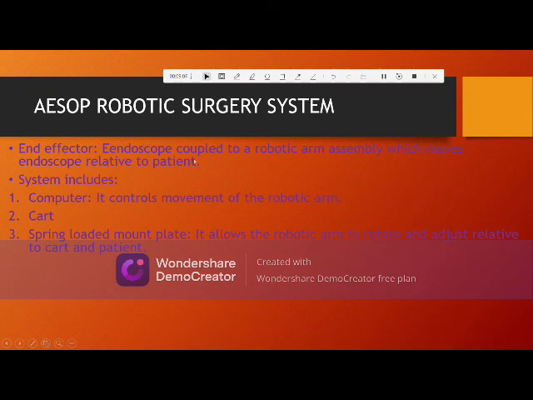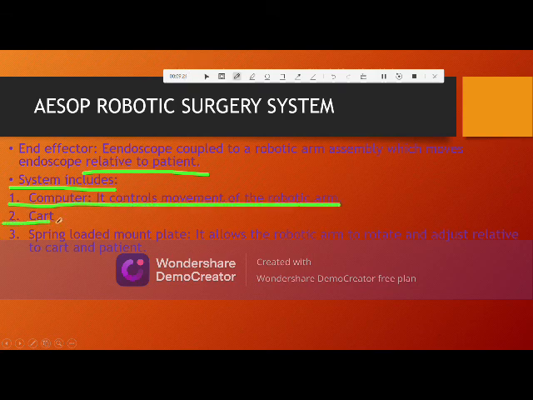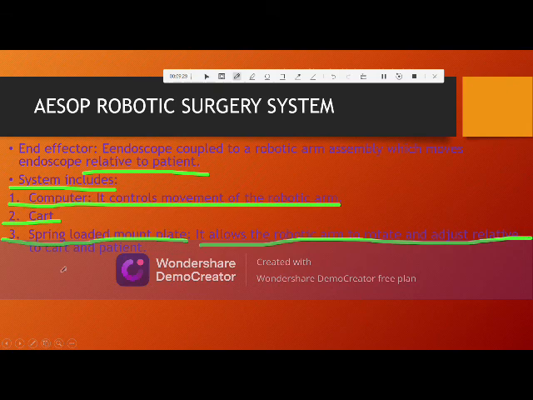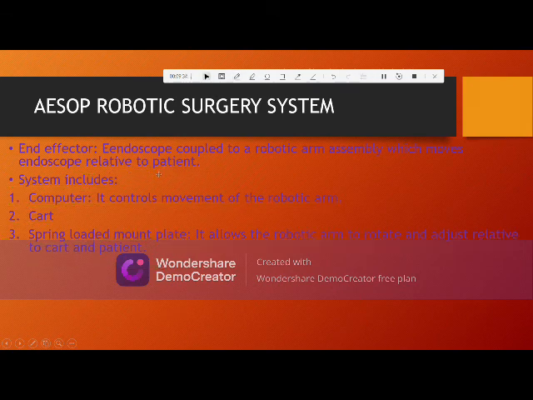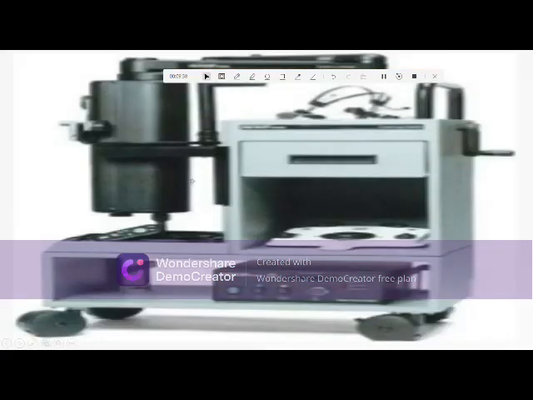Now is the AESOP robotic surgery system. End effector and endoscope coupled to a robotic arm assembly which moves the endoscope relative to the patient. The system includes: first, a computer, which controls movement of the robotic arm. Second, a cart with a spring loaded mount plate. It allows the robotic arm to rotate and adjust relative to the cart and patient. And this is the AESOP robotic surgery system.